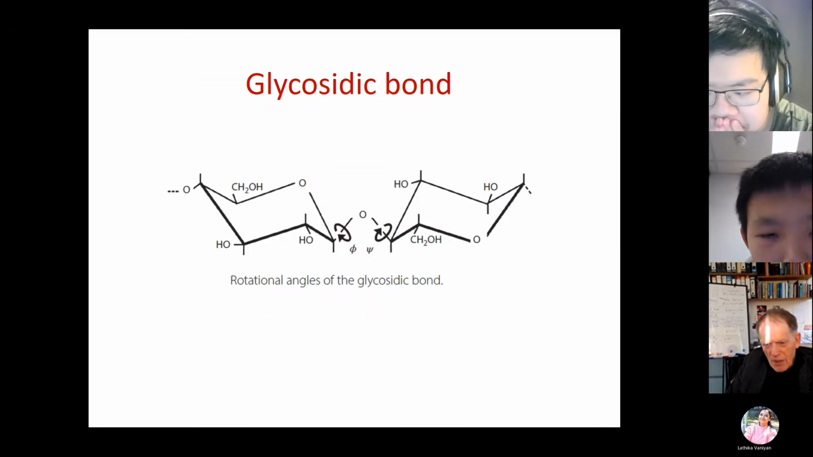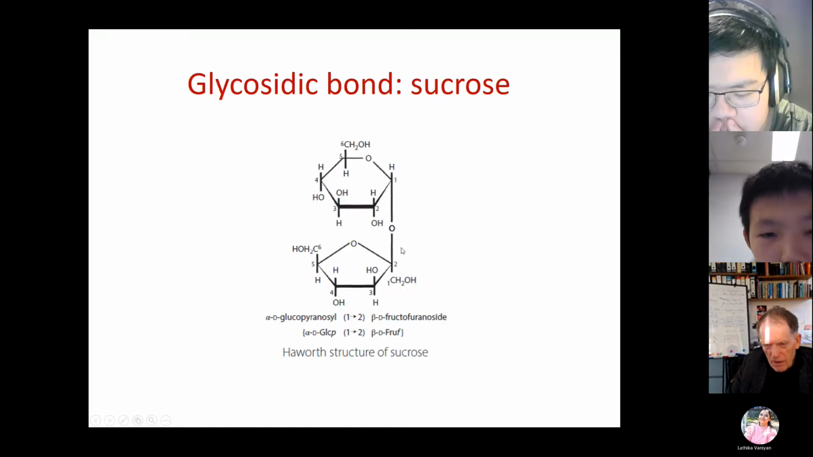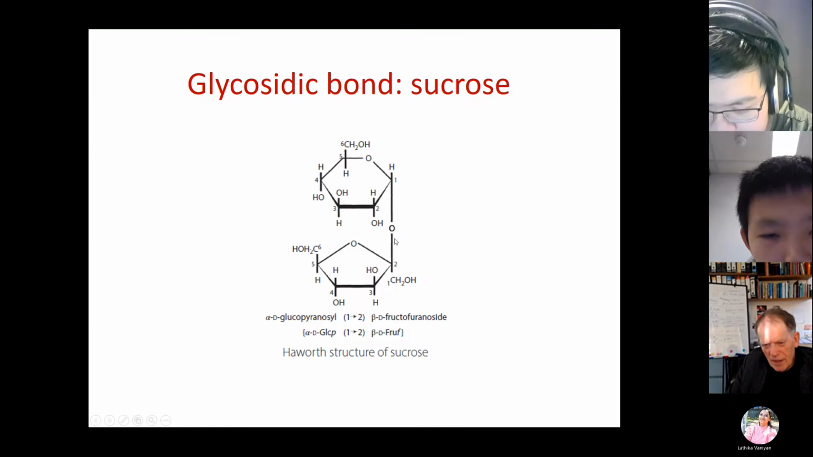Here's a glycosidic bond. Basically, you have 2 OH groups coming together with the elimination of a water molecule, leaving a joining oxygen atom. And this is an example of a disaccharide. This is called the Haworth structure of sucrose, which consists of a glucose molecule condensing or combining with a fructose molecule. So it's carbon atom 1 of glucose linking up with carbon atom 2 of the fructose molecule.